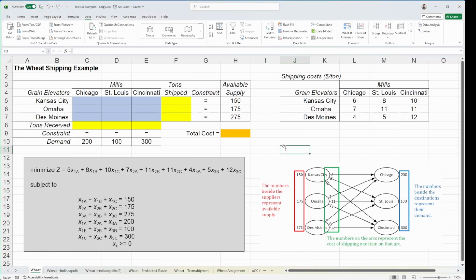In this video, we're going to talk about the Excel solution for the transportation problem in the slides. At the bottom right of this spreadsheet, you can see the actual network. So we have 3 suppliers: Kansas City, Omaha, and Des Moines. There are 3 customers: Chicago, St. Louis, and Cincinnati. The 3 suppliers have IDs 1, 2, and 3. The 3 customers have IDs A, B, and C.